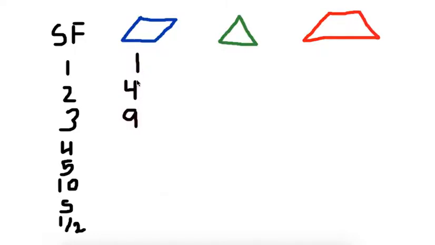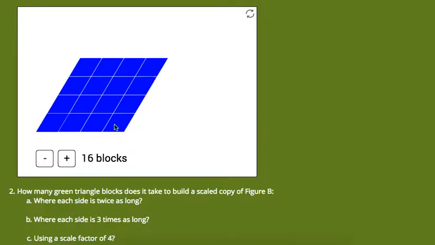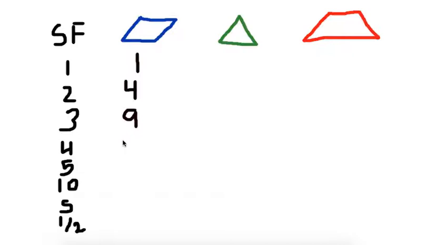1, 4, 9. Let's see what happens if I need 4. It needs to be 4 tall as well. So it's now 4 by 4, and it takes 16 blocks to make that scale factor.